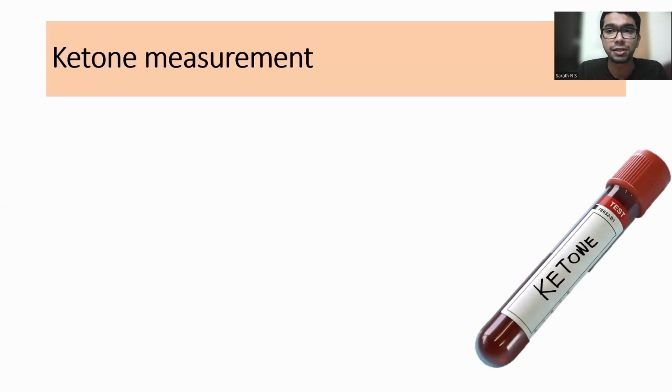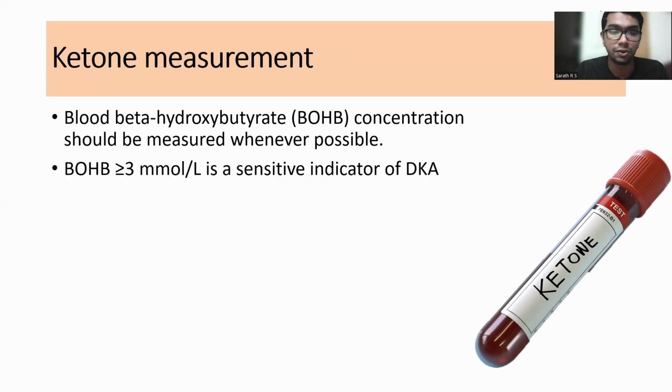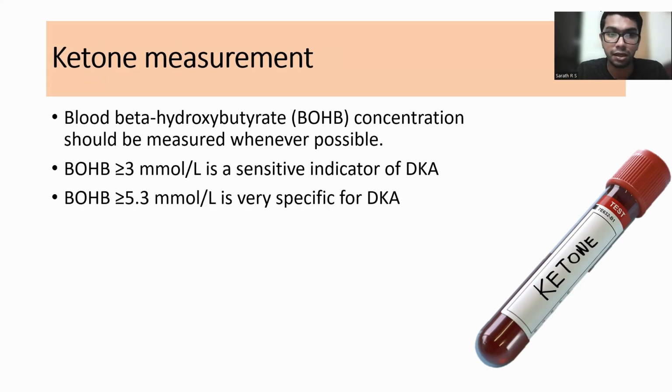Coming to ketone measurement, beta hydroxybutyrate is the main ketone body formed in our body during diabetic ketoacidosis. The other one is acetoacetate. A beta hydroxybutyrate level of more than 3 millimoles per liter is a sensitive indicator of DKA, and a level of more than 5.3 millimoles per liter is a very specific marker of DKA.